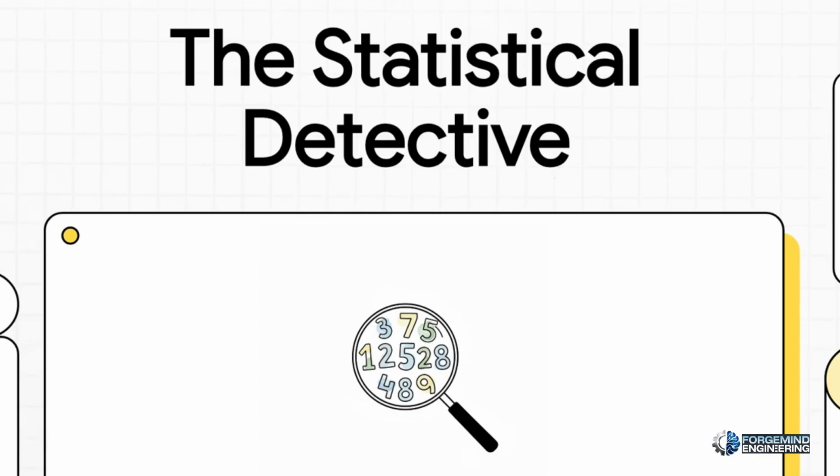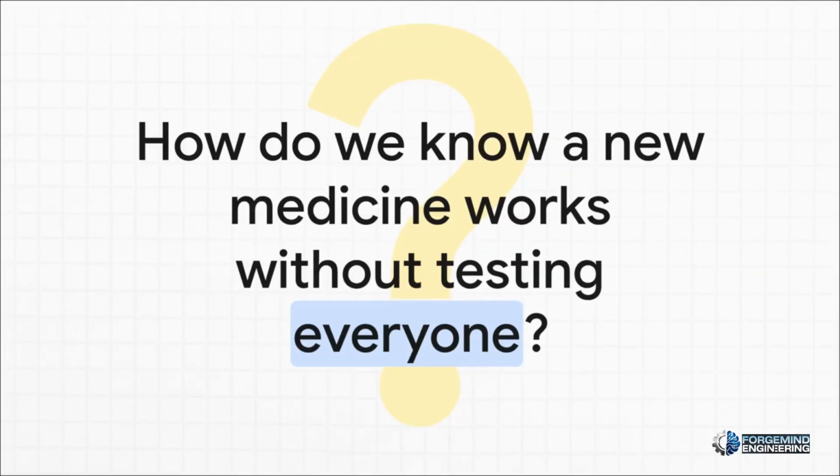Have you ever wondered how scientists can make these huge, sweeping claims based on what seems like a tiny amount of data? Well, it's not magic, it's statistics. And today we're going to put on our detective hats and see exactly how statisticians use clues hidden inside data to uncover the truth. So let's start with a really big question.